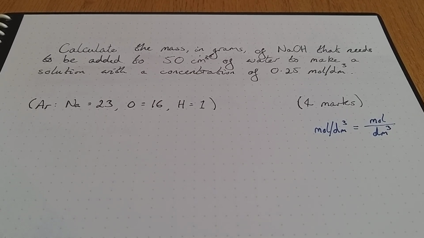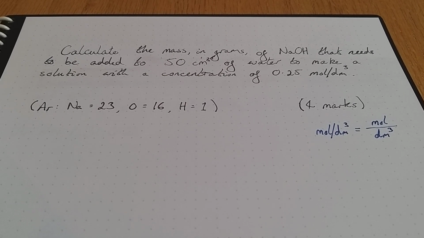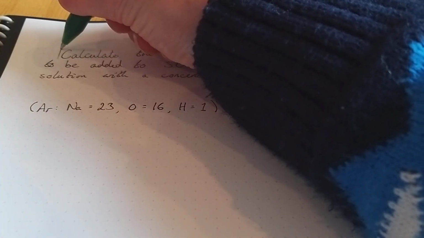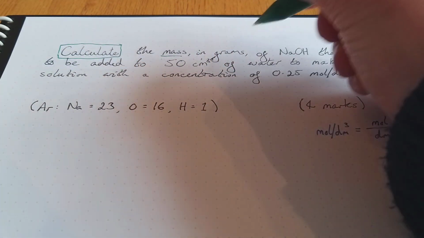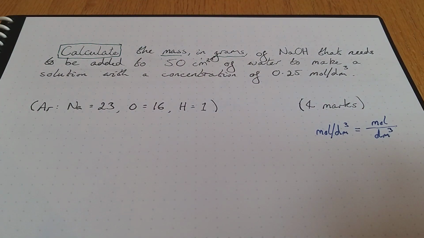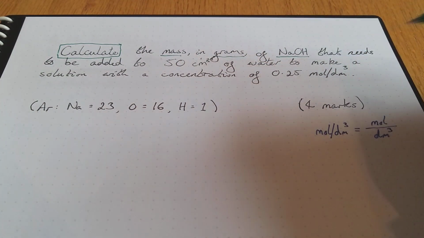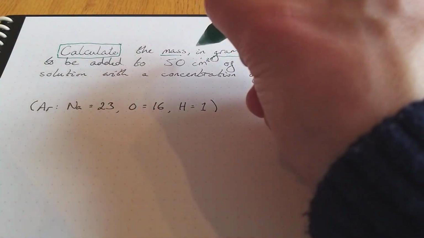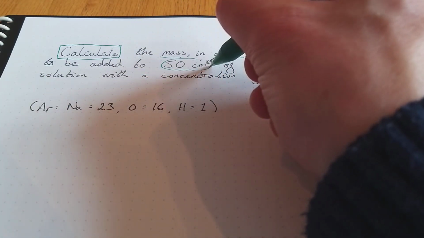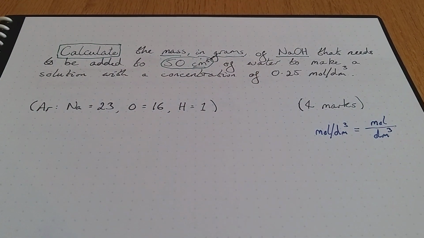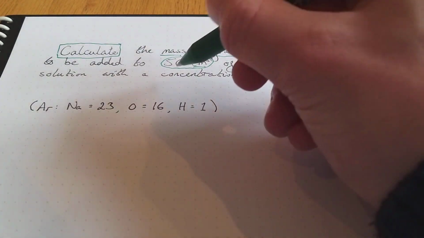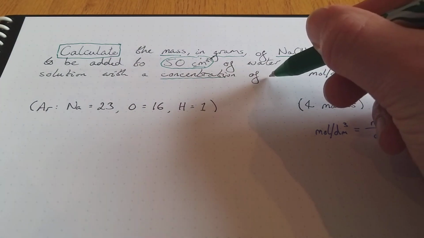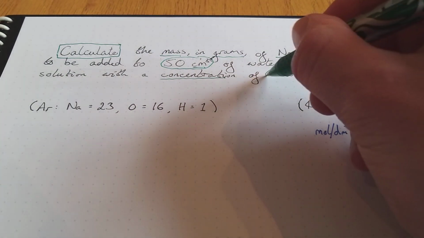So as ever, we need to bug our question to make sure we're highlighting and picking out the key parts of the question. Calculate, that's our command word. The mass, let's underline mass, in grams, so it's telling us the unit we should use, of NaOH, always underline the chemicals that we're using, that needs to be added to 50 centimetres cubed. So I'm going to circle my number and also underline centimetres cubed. That will be important later on. Of water to make a solution with a concentration of 0.25 moles per dm cubed.